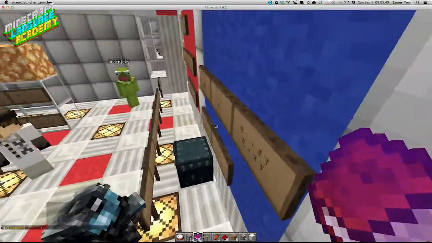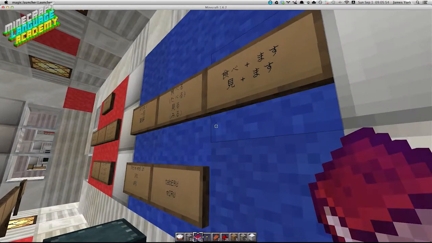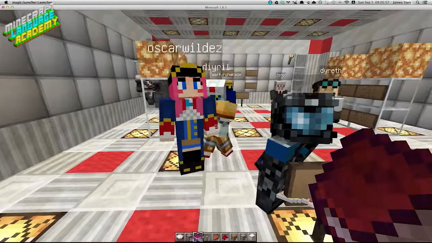And this is the same for all ichidan verbs. You remove the ru and add masu instead, and then it's polite. Okay?